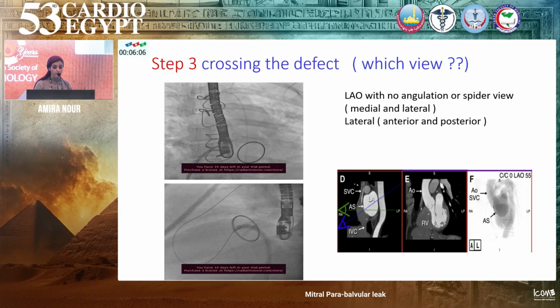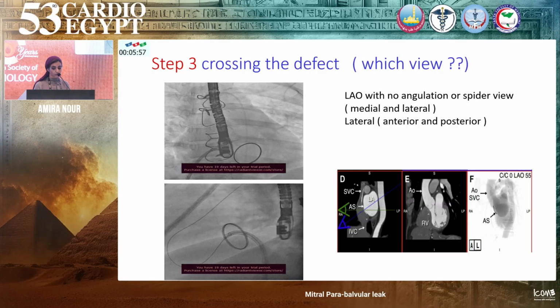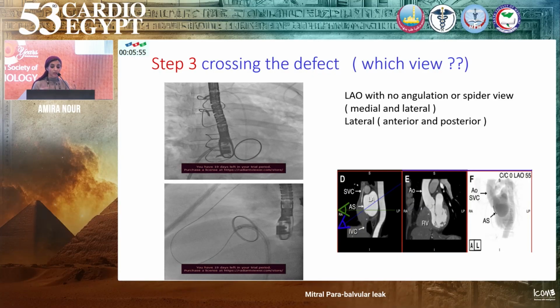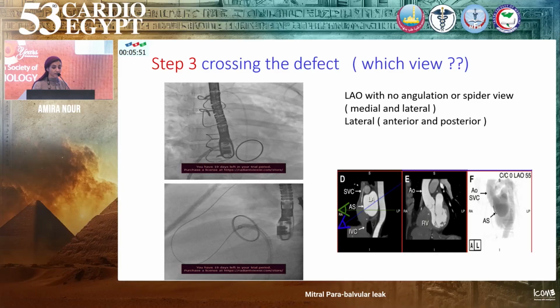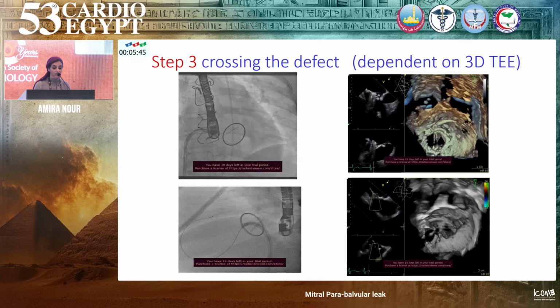And then after using your deflectable catheter, you have to put the right angiographic views, the LAO view with some or no cranial angulation, in order to differentiate the medial or the septal part and the lateral part, and the lateral view, of course, to differentiate the anterior and posterior in order to be able to navigate your defect.